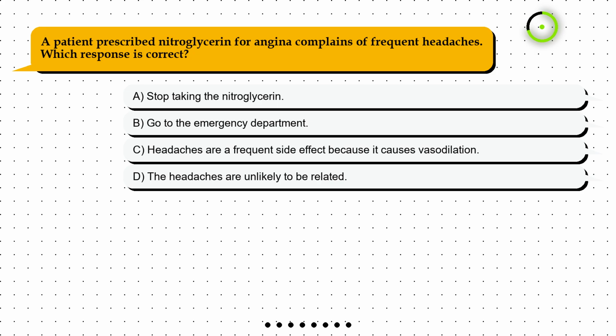Which response is correct? Option A, stop taking the nitroglycerin. Option B, go to the emergency department. Option C, headaches are a frequent side effect because it causes vasodilation. Option D, the headaches are unlikely to be related.